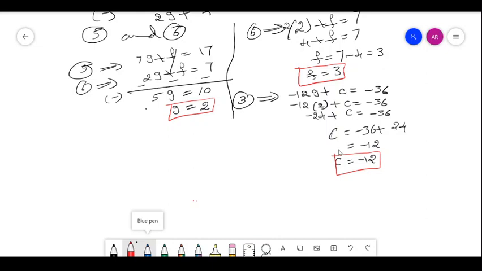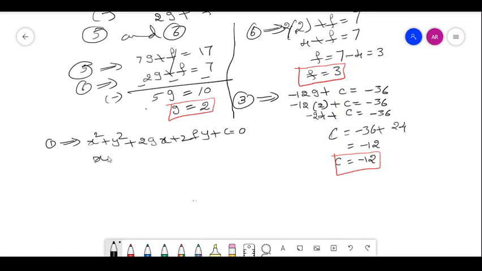Now you have to substitute the g, f, c values in the first equation. What is the first equation? The first equation is the general equation of the circle, that is x square plus y square plus 2gx plus 2fy plus c is equal to 0.